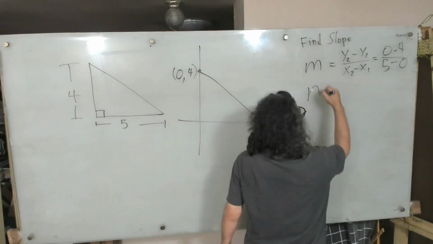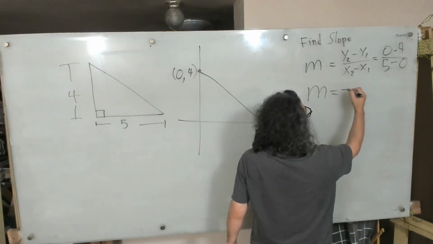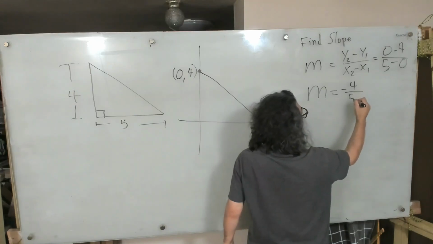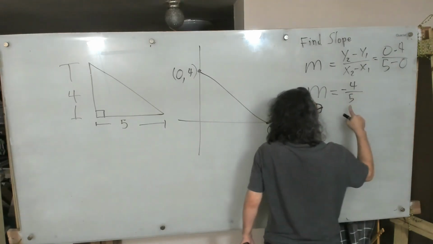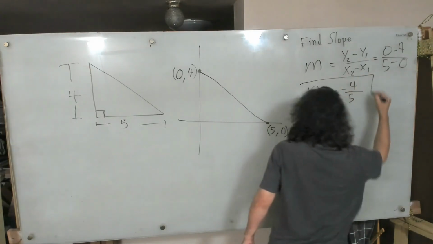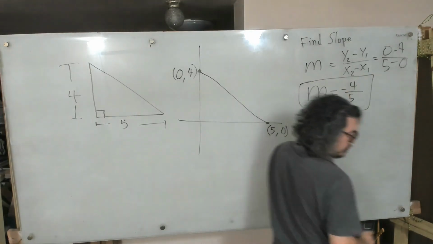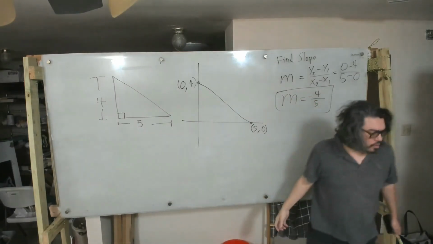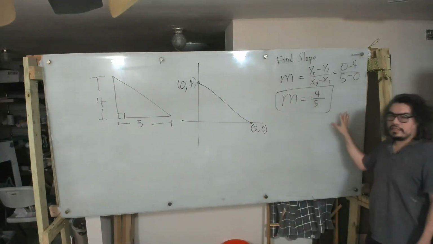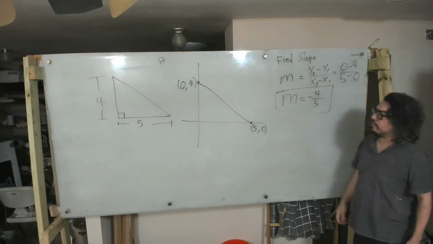And so our slope will be m equals negative 4 over 5, because 0 minus 4 is negative 4, and 5 minus 0 is 5. You guys with me? Yeah. Hang on. So now we know our slope is negative 4/5, right?